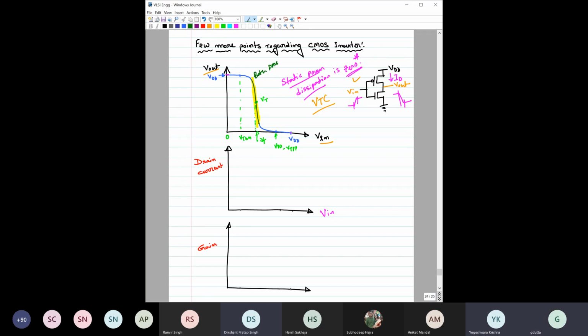Both PMOS and NMOS are on, right? And in saturation, in this region here. So obviously there will be some static power dissipation during this region. Okay, so what about this region from here to here? Will there be any static power dissipation here as well?